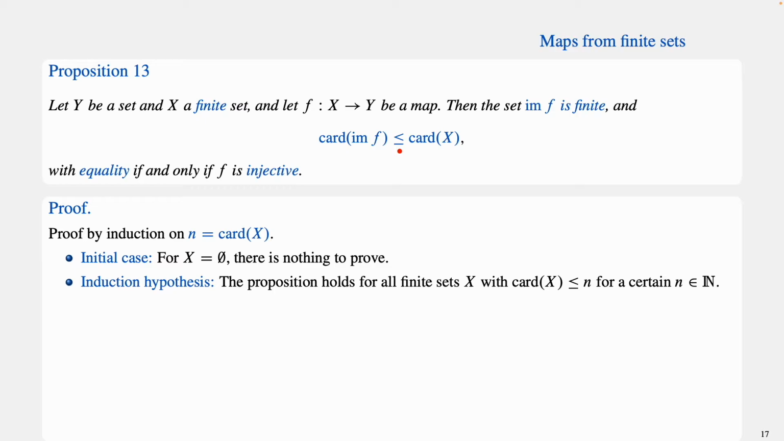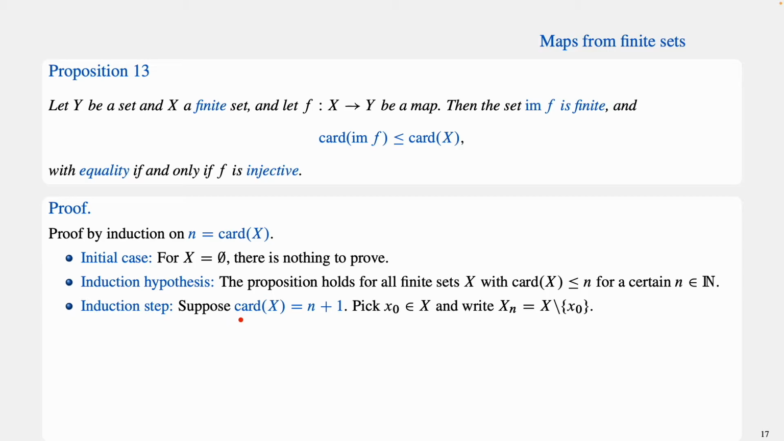We prove this by induction on the cardinality of x. The initial case being that x is the empty set, there's nothing to prove because there are no maps from the empty set into other sets. The induction hypothesis is that this proposition holds for all finite sets with cardinality less or equal to n for a certain number n.